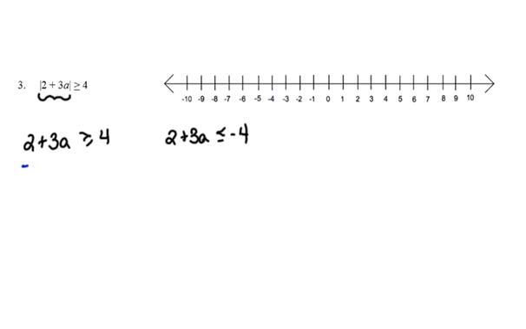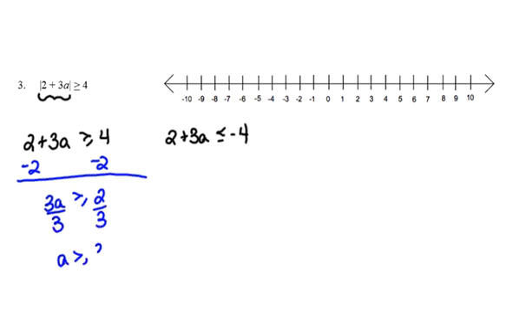Now solve. Subtract the 2. 3a is greater than or equal to 2. Divide by 3. A is greater than or equal to 2/3. Now 2/3 is not on my number line, but you can add that number. So 2/3 is going to be between 0 and 1. So just put a line there showing that that's where 2/3 would be. And this would be a closed circle.